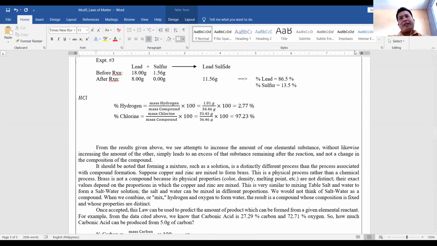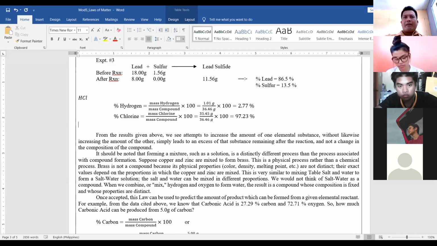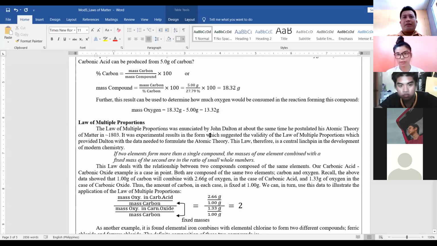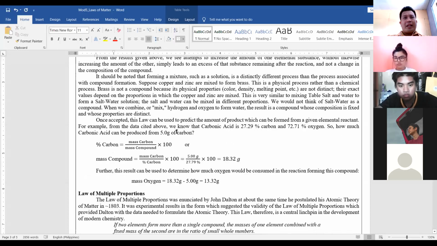So your answer there is perhaps wrong, or something is wrong in your percentage composition solution. With respect to the mass of the elements, that is the goal of how percentage composition looks like. For example, here, we know that carbonic acid is 27.29% carbon and 72.71% oxygen. So when we talk about a 5-gram carbon, how many grams are there in the compound?